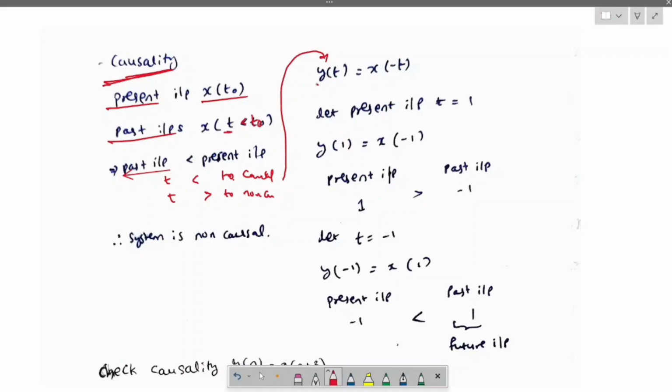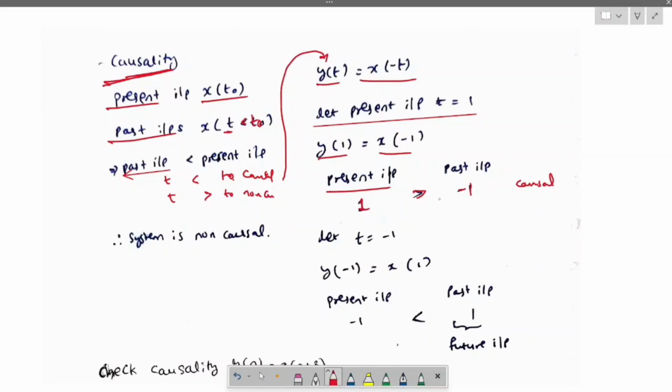Our example is y of t equals x of minus t. Let the present input t equal 1, so y of 1 equals x of minus 1. The present input 1 is greater than the past input minus 1. So till here it is causal.